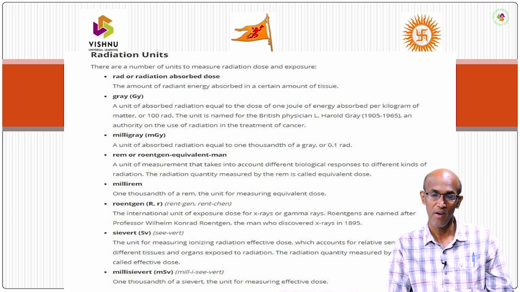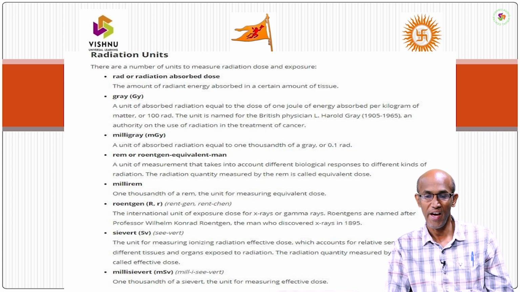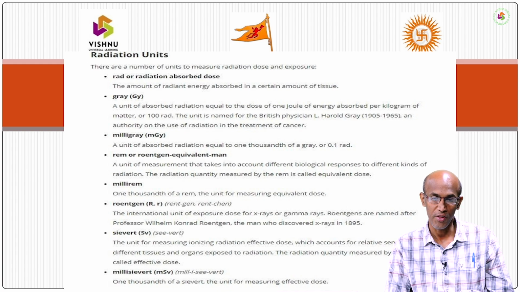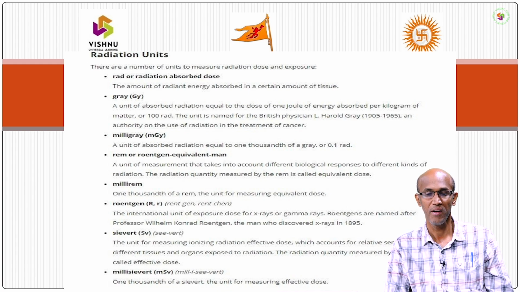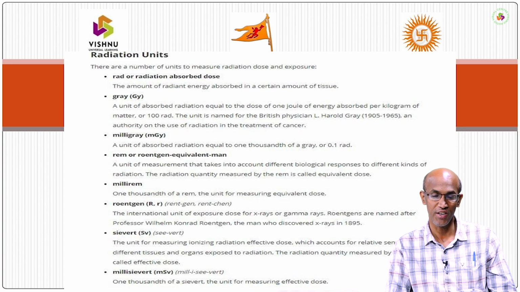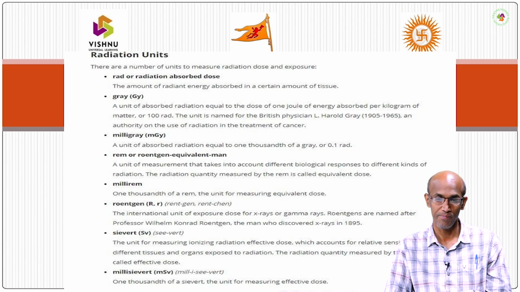The unit is named for the British physician L. Harold Gray, an authority on the use of radiation in the treatment of cancer. Milligray, a unit of absorbed radiation equal to 1,000th of a gray. Rem, or Roentgen equivalent man, a unit of measurement that takes into account different biological responses to different kinds of radiation. The radiation quantity measured by the rem is called equivalent dose. Millirem, 1,000th of a rem, the unit for measuring equivalent dose.